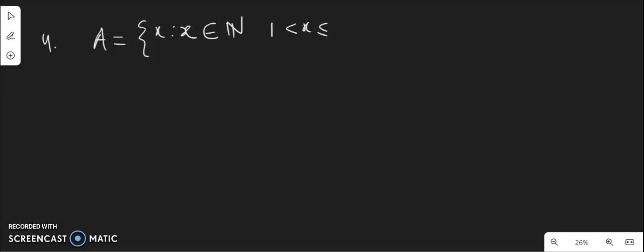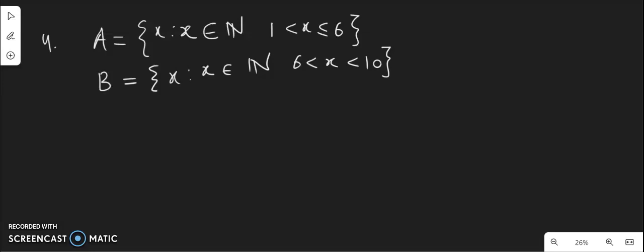Let's see more examples of how the intersection of sets works. I'm taking another set, this is example number 4. A is equal to x such that x is a natural number and 1 is less than x is less than or equal to 6. That means x lies somewhere between 1 and 6. Set B is x such that x is a natural number and 6 is less than x is less than 10.